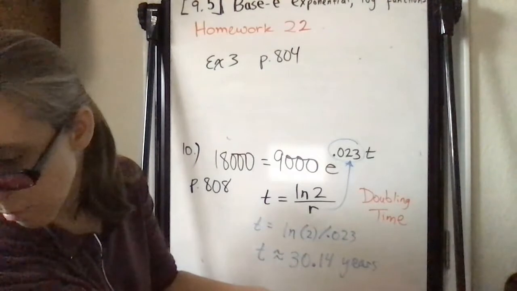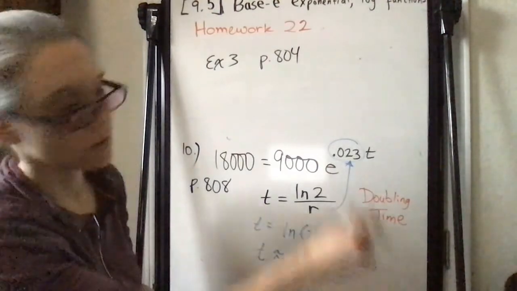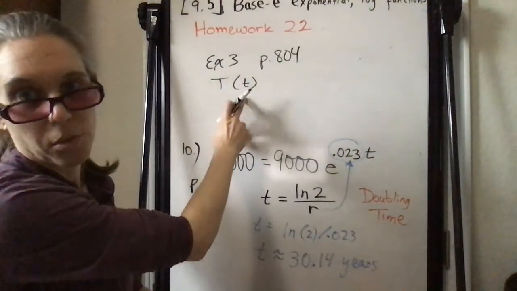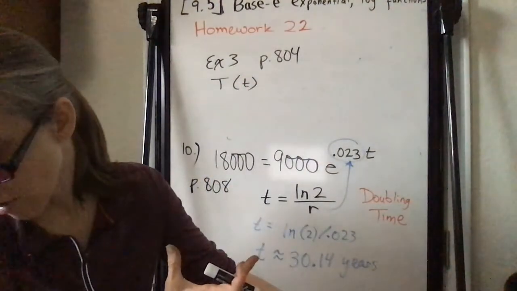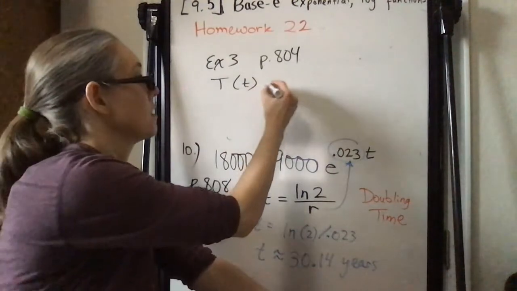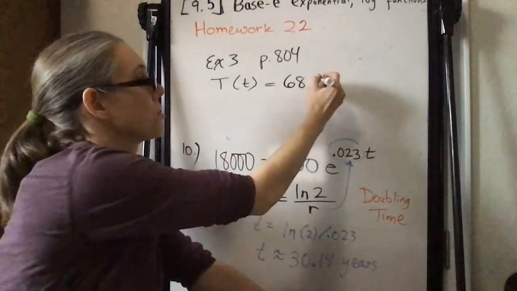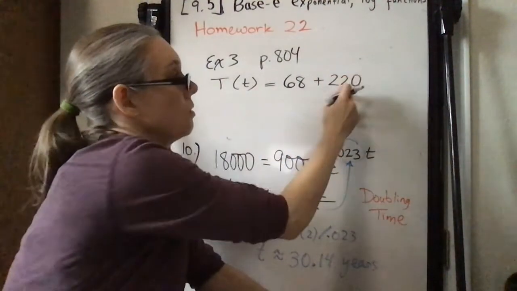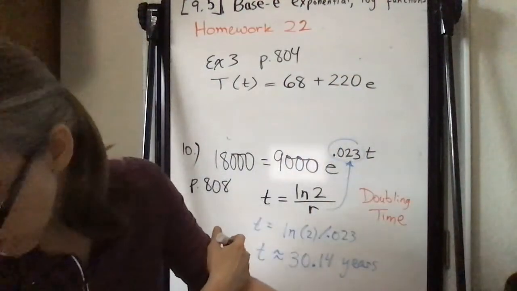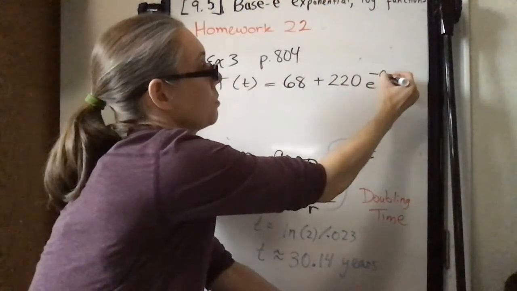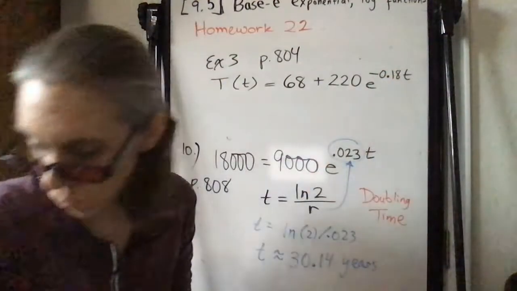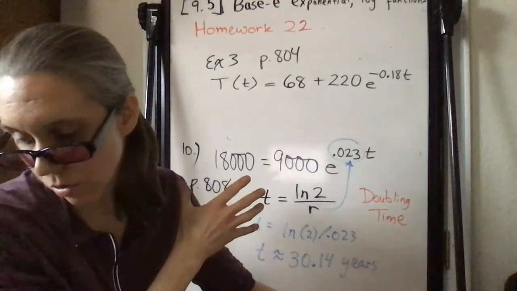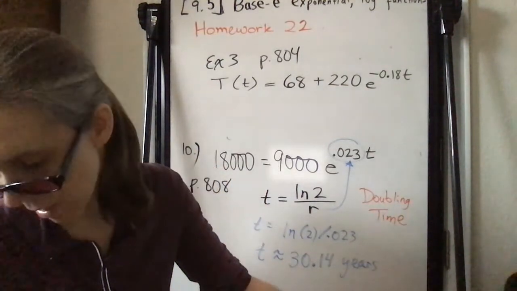says that a mother takes a cake out of the oven, and there's a temperature. See, capital T means temperature, lowercase t is time. Temperature as a function of time, how long it's going to take to cool off. Room temperature is 68 degrees, and then it's plus 220 e to the negative 0.18 t. So T is Fahrenheit after it's cooled for t minutes.